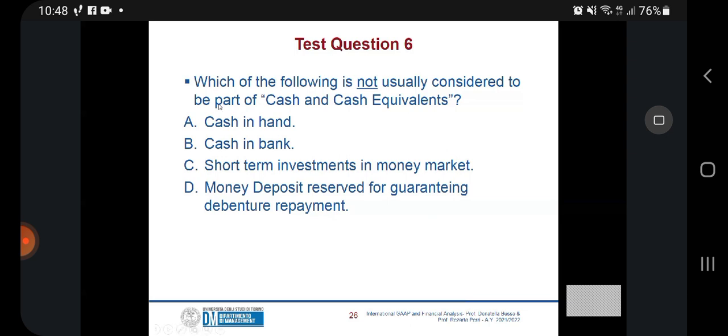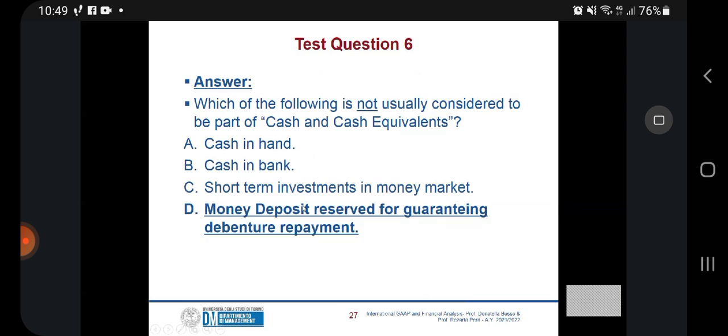Cash in hand, cash in bank, they are usually all part of cash equivalents. Short-term investments in money market, we just explained that they are part of cash equivalents. Usually, if we have some money deposited that is reserved for guaranteeing a debenture repayment, that is not money that we can use easily. Therefore, logically, they are not part of cash equivalents. So, alternative D, the last one.